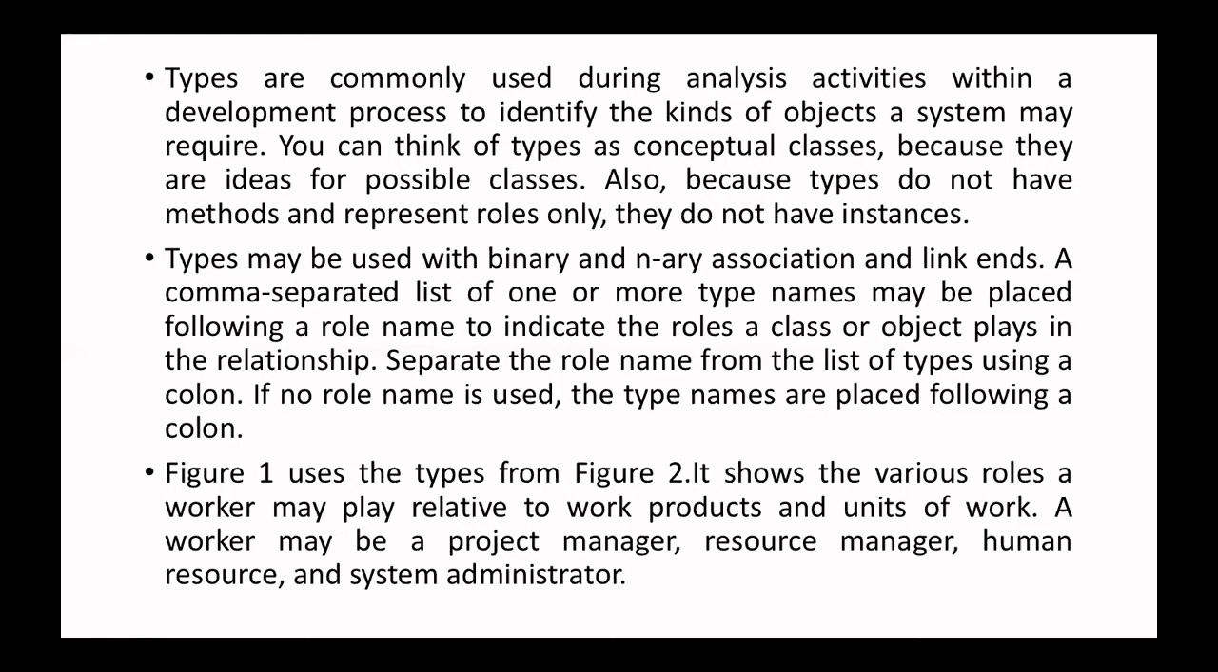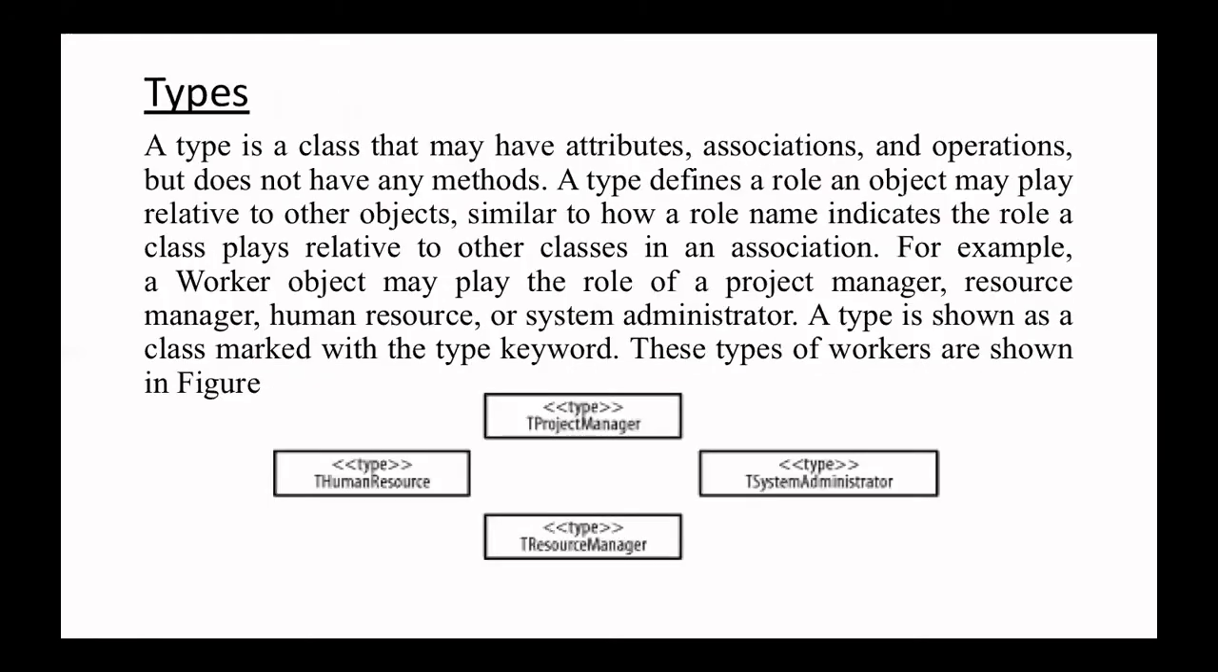Figure 1 uses the types from figure 2. It shows the various roles a worker may play relative to work products and unit of work. As I showed in the first figure, this shows only the type of class. Here the created type is a key, and project manager, system administrator, resource manager, and human resource are the different four type classes.